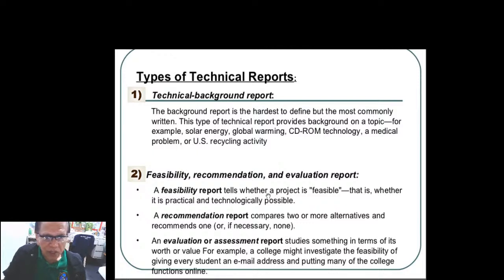A feasibility report tells whether a project is feasible. That is, whether it is practical and technologically possible. So, yan, medyo mga feasibility report, mahahaba yan, no? Then, a recommendation report compares two or more alternatives and recommends one or, if necessary, none, no? Okay? And an evaluation or assessment report studies something in terms of its worth or value.